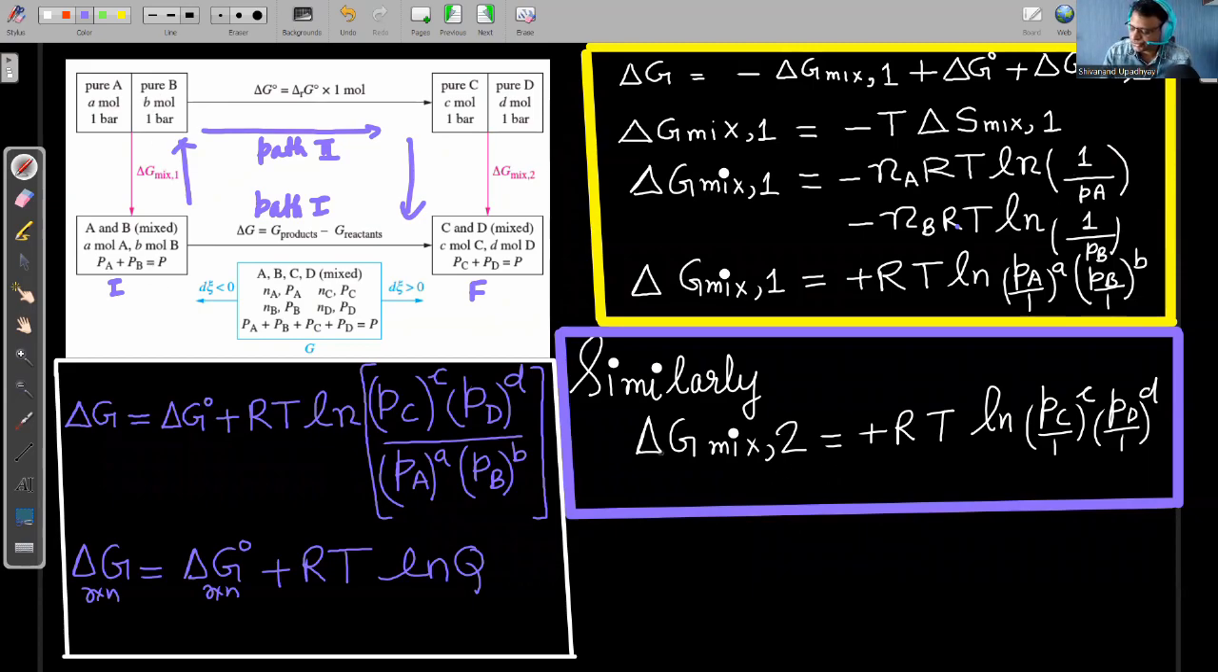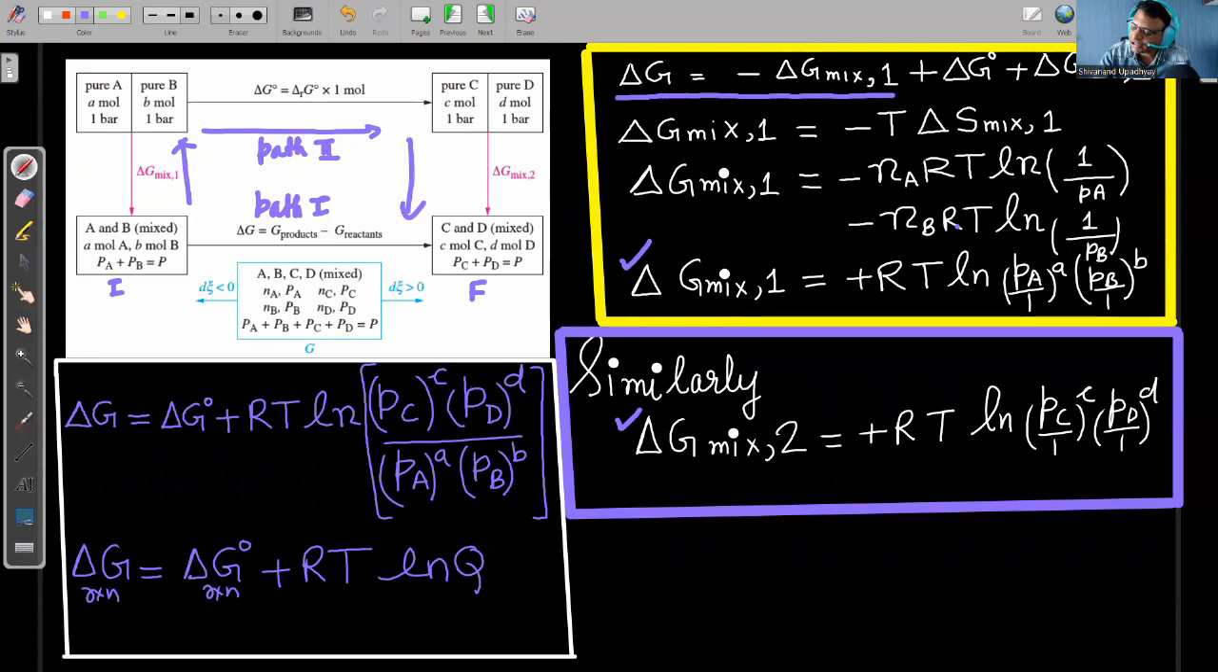Delta G naught we already know. So similarly, we can calculate the value of delta G mixing 2, which is equal to plus RT ln PC to the power small c, PD to the power small d. Why are we writing small c and small d? Because here in the balanced reaction, nA is equal to small a, nB is equal to small b. So if I simplify this, the numerator will go, denominator will go in numerator and this will become plus, and here nA is a and nB is b. So now I can write this as RT ln PA upon 1 to the power a, PB upon 1 to the power b. So in this way, we have calculated the value of delta G mixing 1, delta G mixing 2. And now we are putting in this equation.